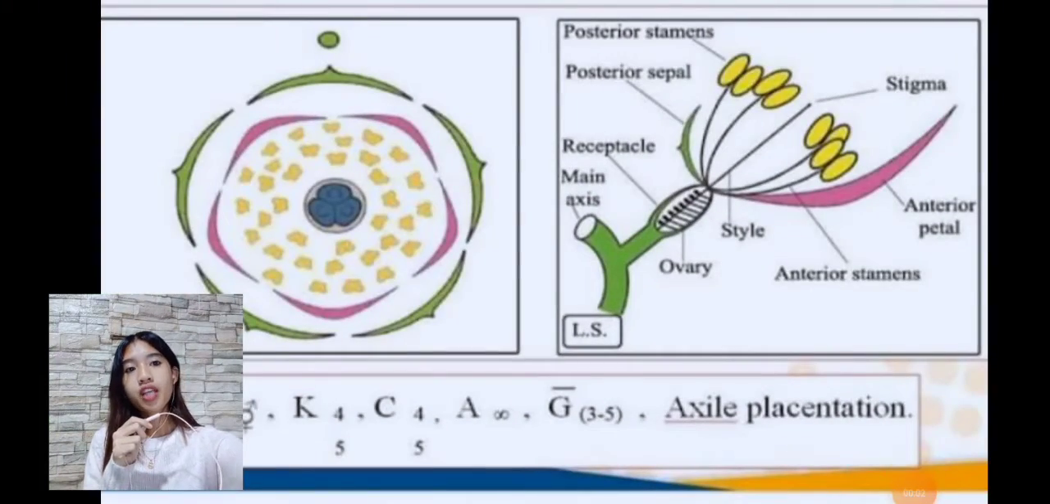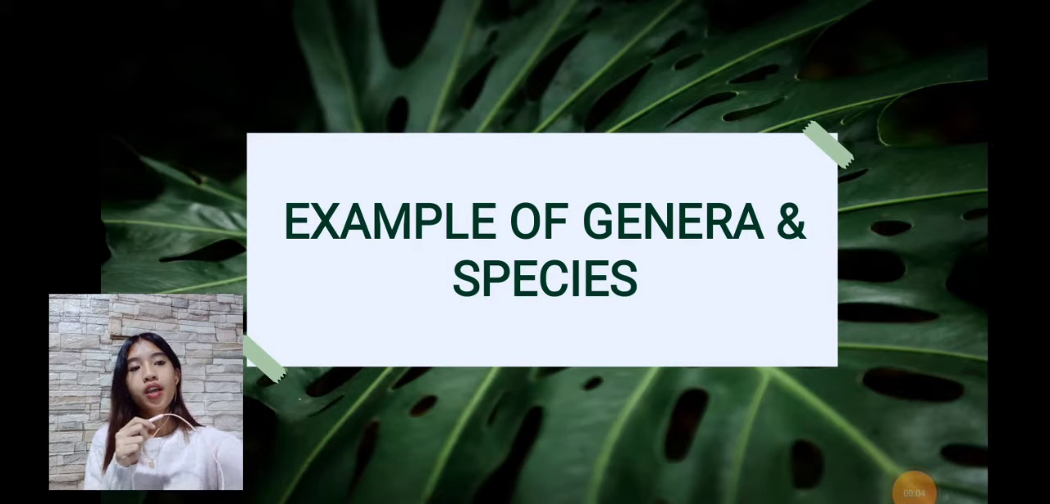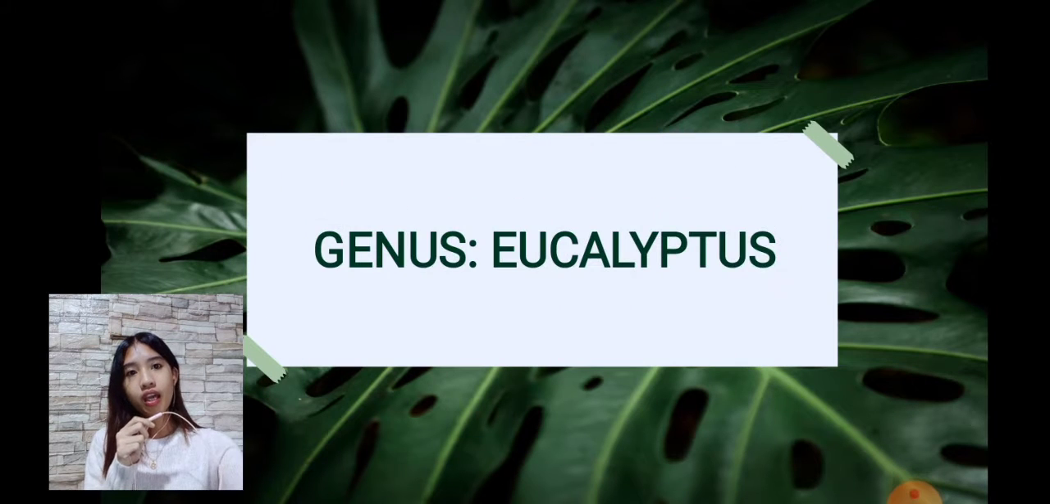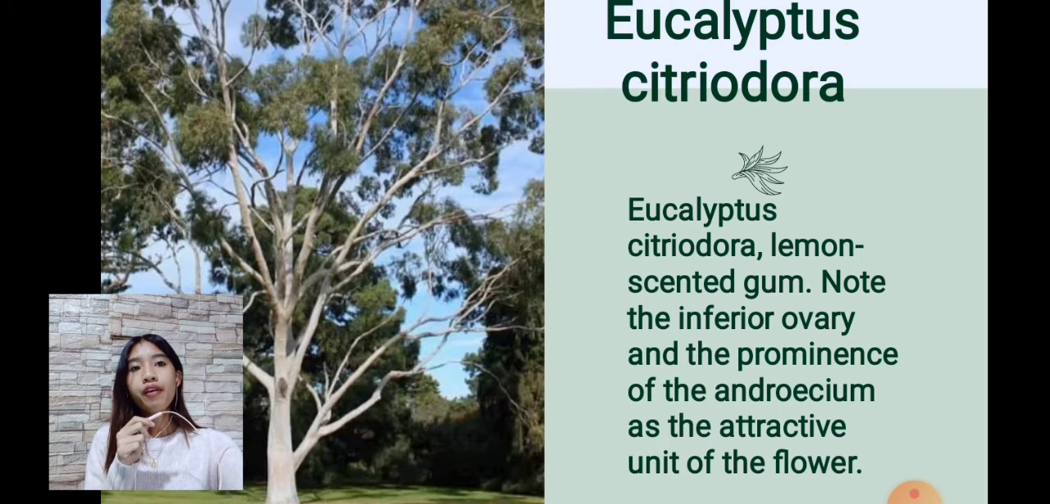Example of genera and species. We have a genus Eucalyptus. So first, we have species Eucalyptus citriodora, or lemon-scented gum. Note the inferior ovary and the prominence of the androecium as the attractive unit of the flower.